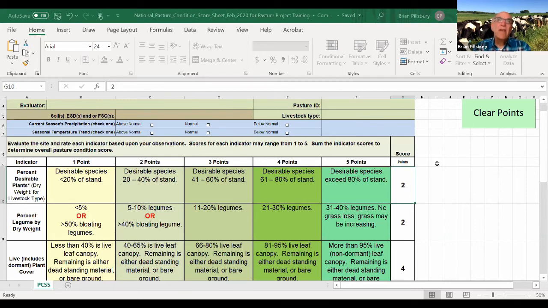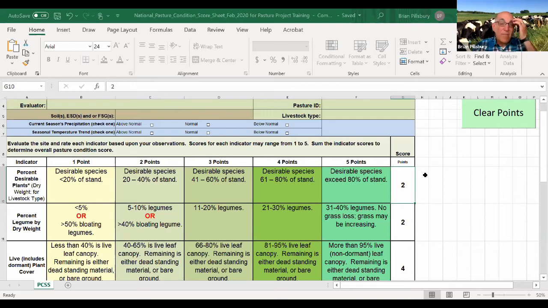That's because dry weight actually determines a lot more about what kind of production you're getting off that species versus what's covering the ground. So, for example, legumes may show to be a high cover amount of the stand, but in dry weight wouldn't be that high because they're mostly leaves and don't have as much mass as a grass plant from the top down to the bottom.